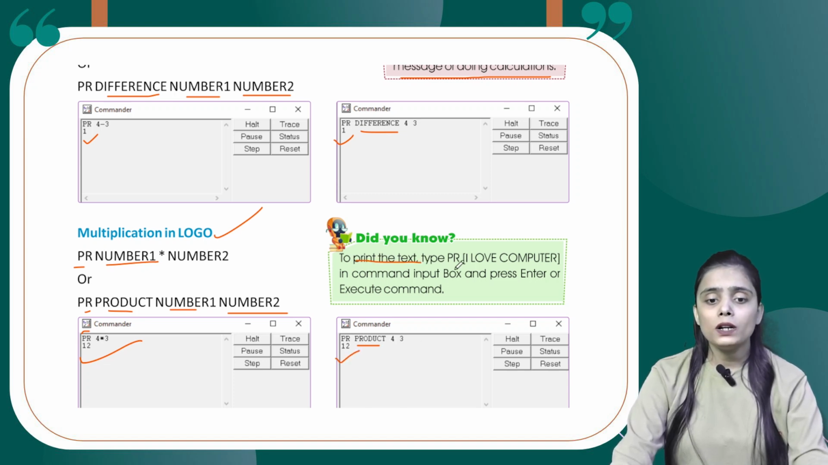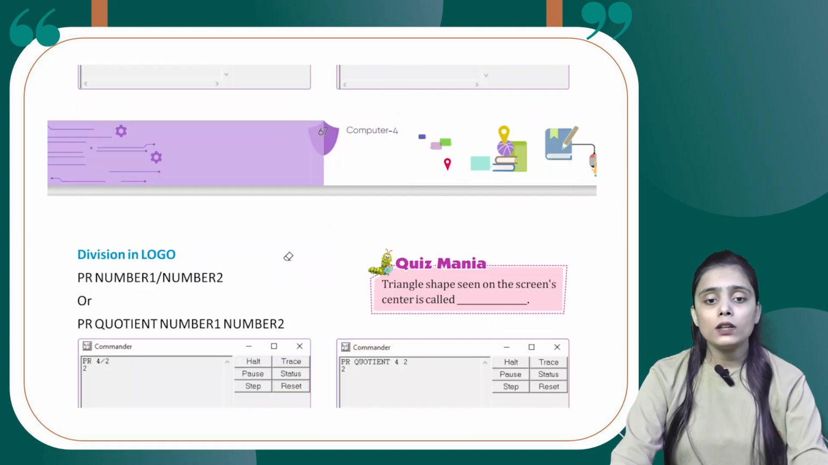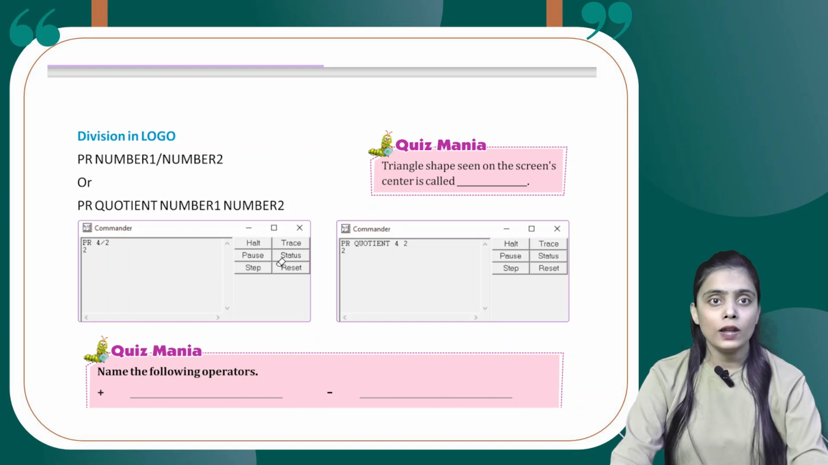Did you know, to print the text, type PR I love computer in the command input box and press the enter key to execute the command. Okay, so what is said here is that you have to type PR and write this sentence, I love computer, in a command input box, then press the enter key and execute it, and let's see what will be the outcome. Okay, so you have to do this.